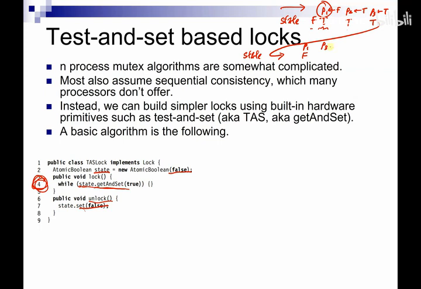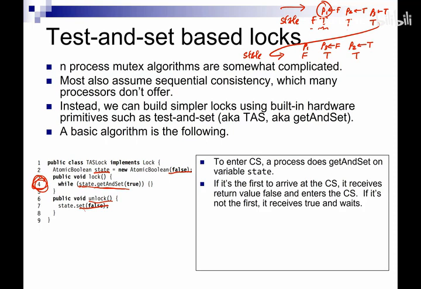So then he would see that state is now false, and P3 gets to go into the critical section. When he does that, he's going to set state to be true, and now P2 does his get and set and sees state being true again. So P2 would have to keep waiting. That's the entire procedure.